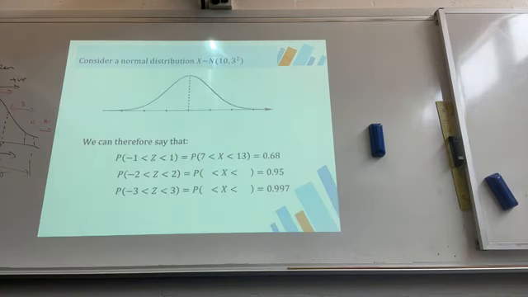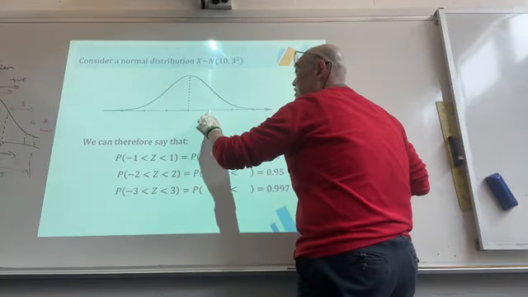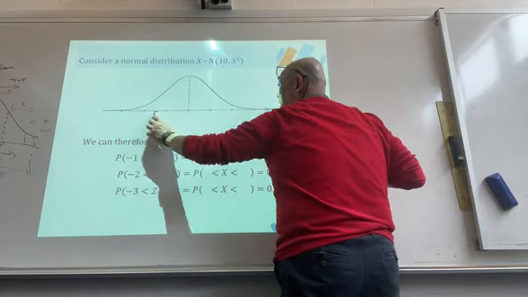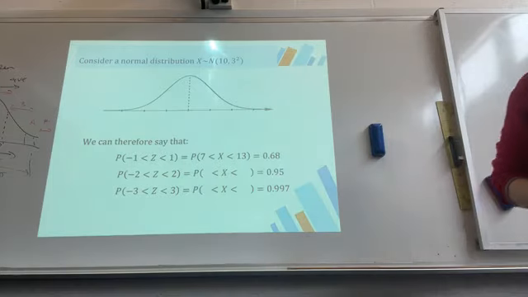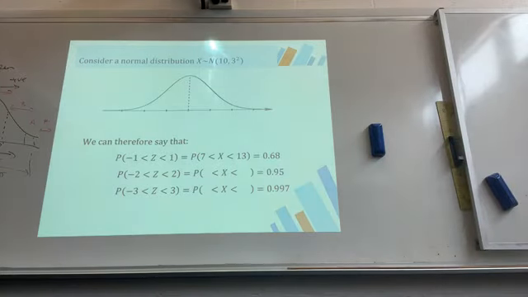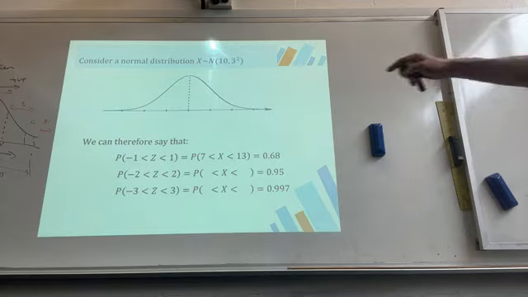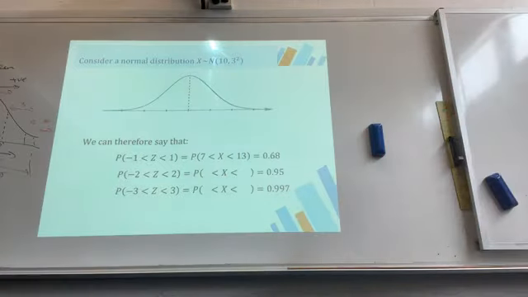Alright, so let's consider a normal distribution of 10 as the mean and 3 as the standard deviation. Can you fill in the dashes here, please? What are the numbers here? The middle point is associated with 10, because the mean is 10.